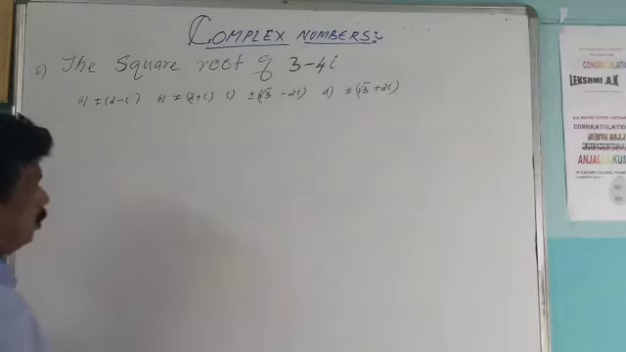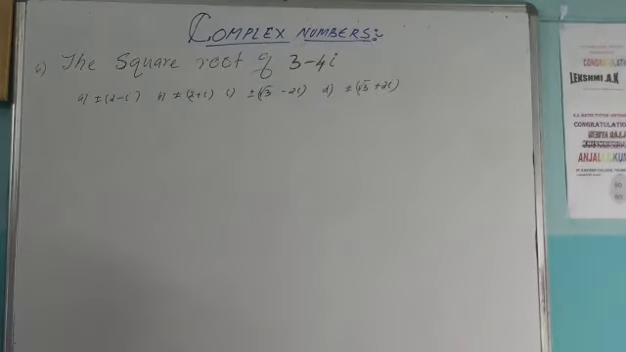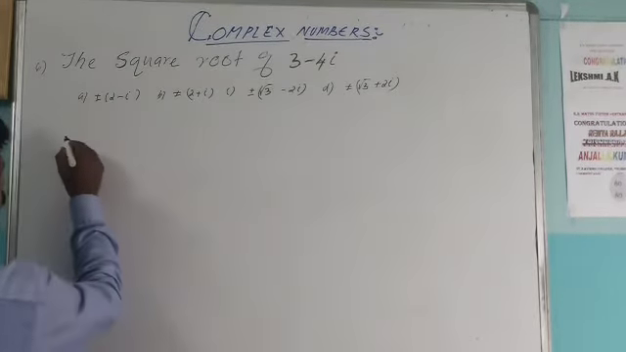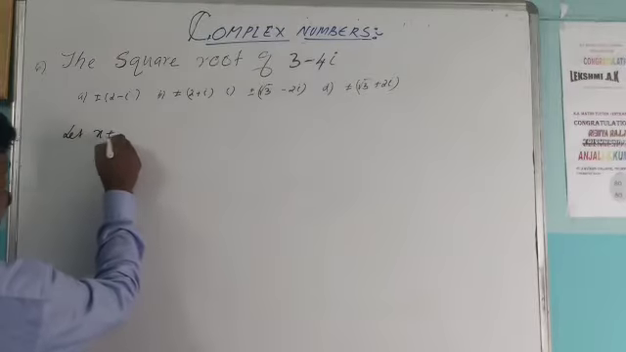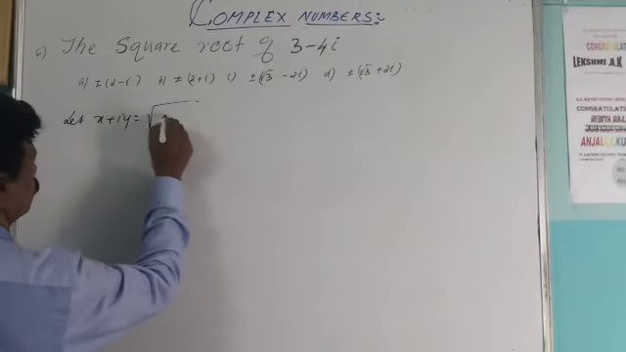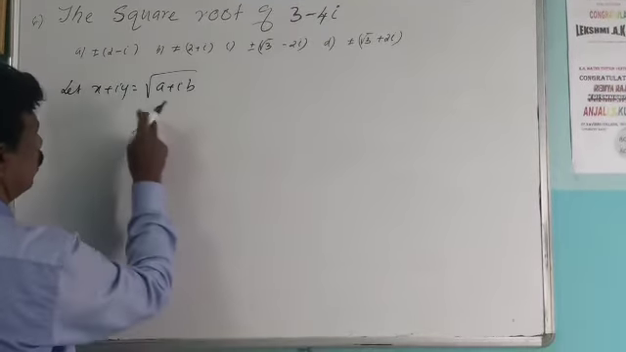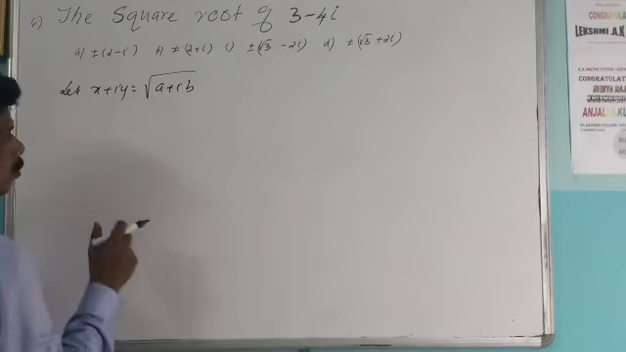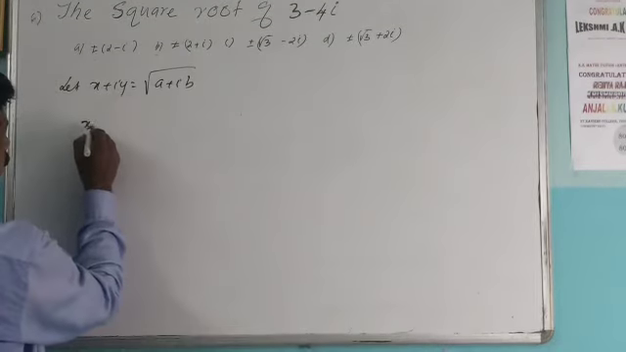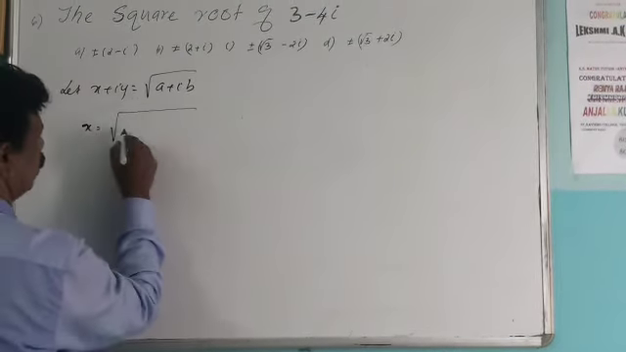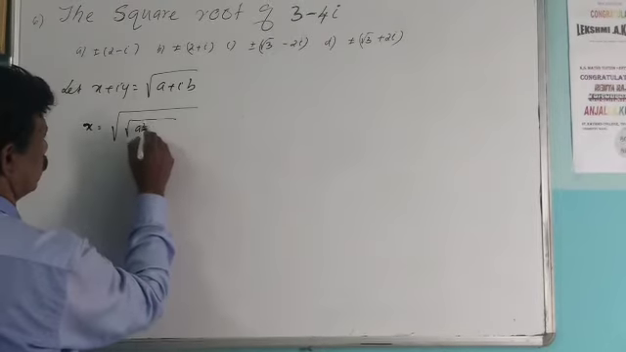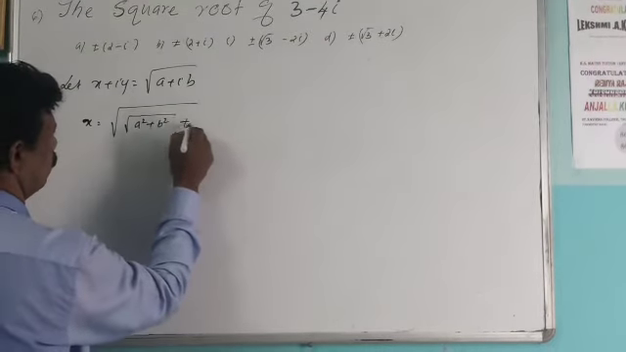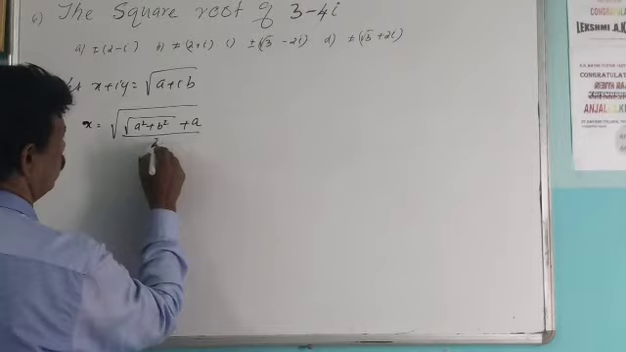In theory classes, we have studied the square root of a complex number. But for the entrance exam, there is a simple method for calculating the square root of any complex number. Let x plus iy equal the square root of a plus ib. Here we have to find the square root of a plus ib. Then x is equal to the square root of (square root of a square plus b square, plus a) divided by 2.